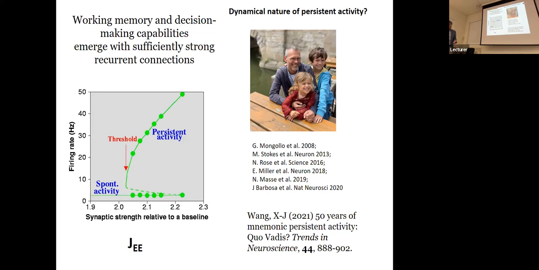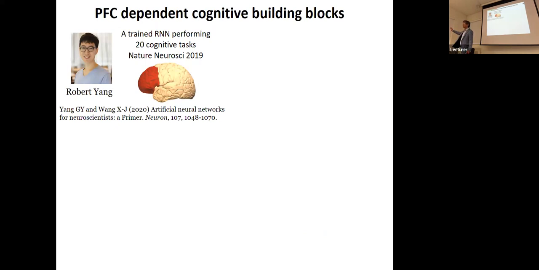But before that, maybe I should have one slide to tell you a little bit about, in parallel with our efforts to build large-scale modeling, we also tried to build local circuit models, or at least some circuit models, for more and more interesting and complex cognitive building blocks, right? So for example, in this work, Robert Young, when he was a graduate student, trained a recurrent network to perform 20 different tasks. And that enabled us to start to ask about task representations in a single network, and maybe how that can be used for rule-based switching.